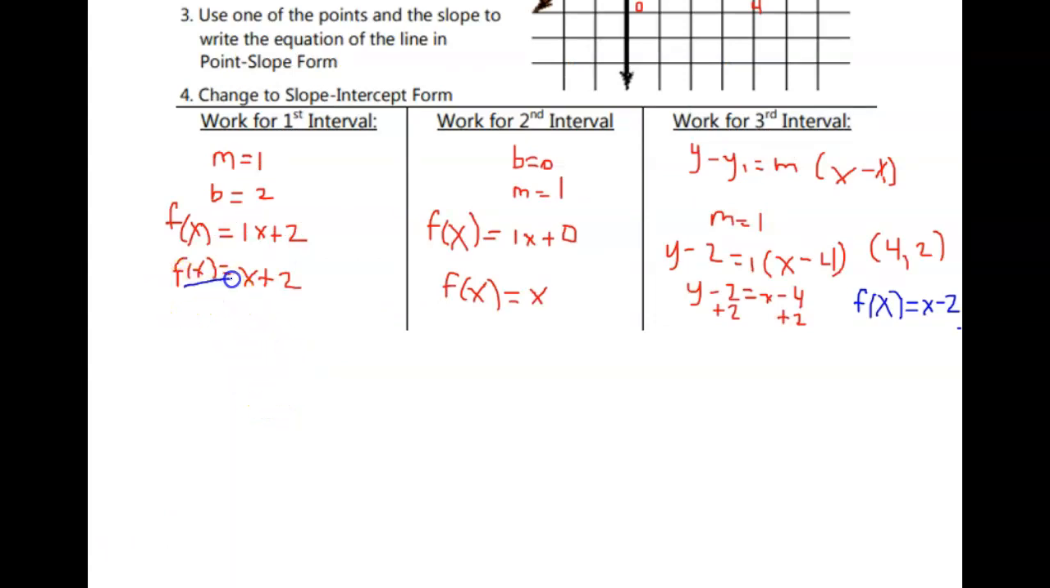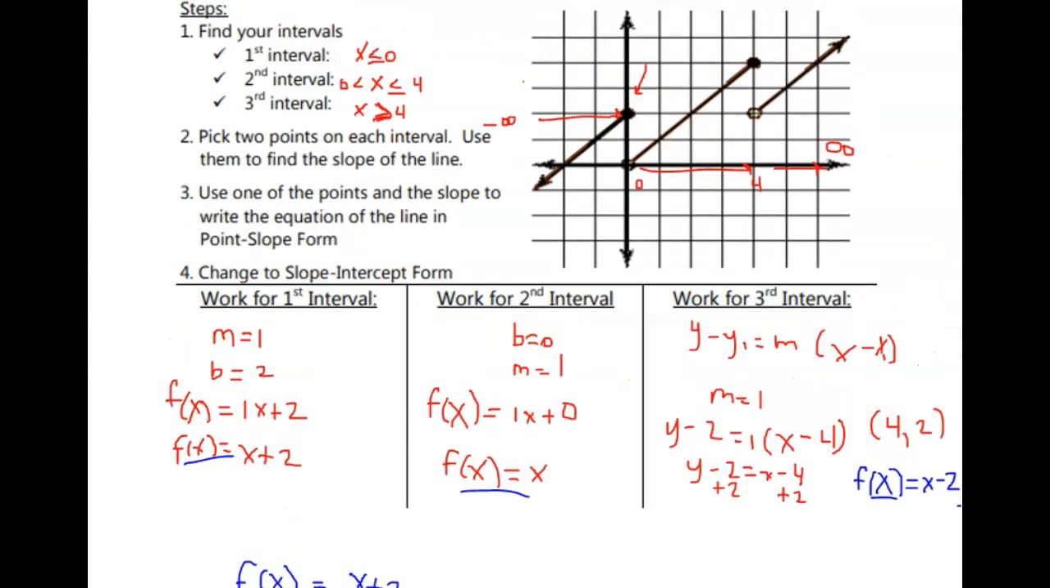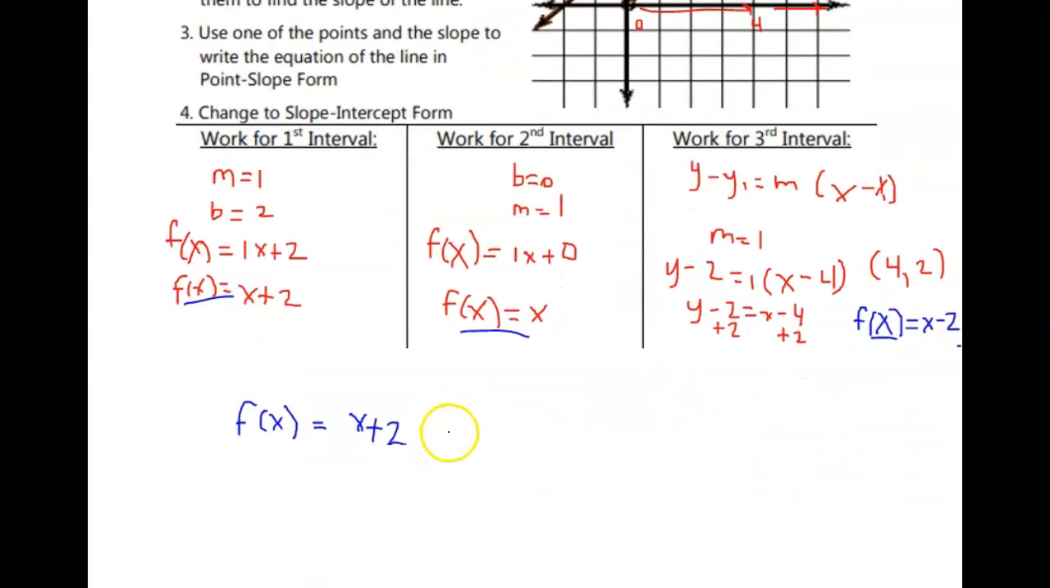We're going to take the first part, f of x. We only need to write that one time, okay? So I have f of x is equal to, now I'm going to write all of my intervals. Here's my first interval, which is x plus 2. And then let's write the restrictions on that interval. If we scroll back up, that was when x was less than or equal to 0. And so I'll write that. That's when x is less than or equal to 0.